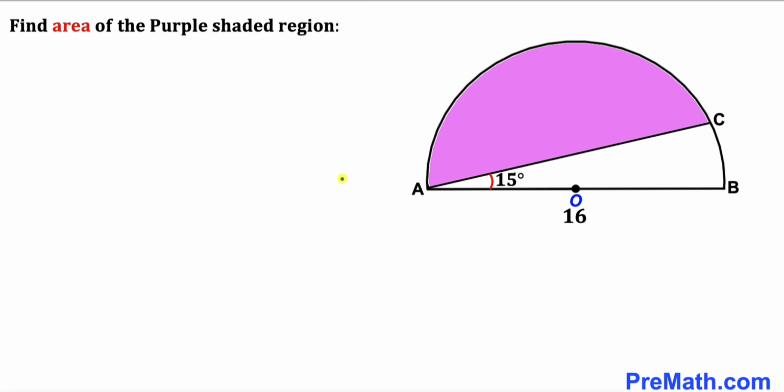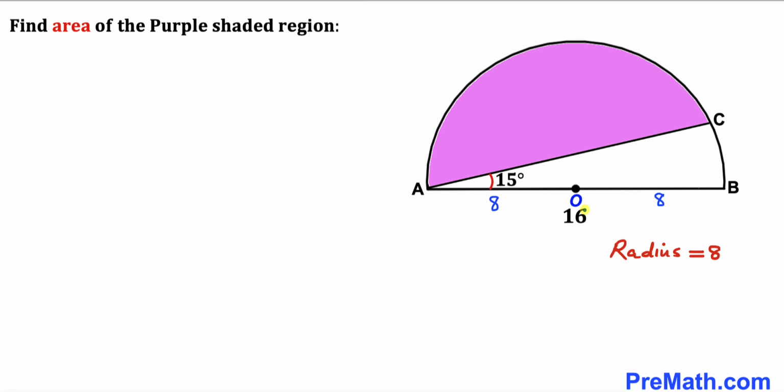And here's our very first step. We know the diameter of this semicircle is 16. So its radius R is going to be half of that, so the radius is going to be 8 units. Therefore, this AO is going to be 8 units, and likewise, this OB radius is 8 as well.